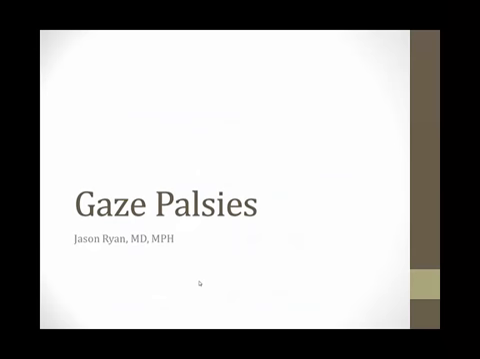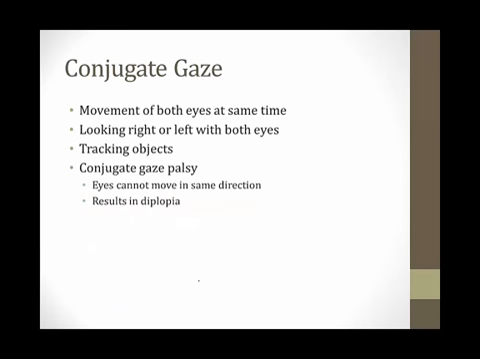Hello everyone and welcome to our module on gaze palsies. Conjugate gaze refers to movement of both eyes at the same time in the same direction. You need your conjugate gaze in order to look right or left with both eyes for things like tracking objects. And when a patient develops a conjugate gaze palsy, this means that the eyes cannot move together in the same direction, and this results in diplopia when looking in one direction or another.